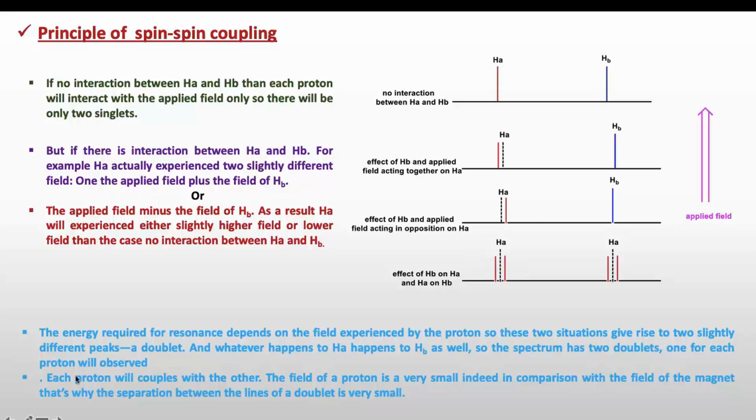The energy required for resonance depends on the field experienced by the proton. So these two situations give rise to slightly different peaks, like a doublet, and whatever happens to Ha also happens to Hb. So the spectrum has two doublets, one for each proton. Each proton will couple with the other, and the field of a proton is very small indeed in comparison with the field of the magnet. That's why the separation between the lines of a doublet is very small.